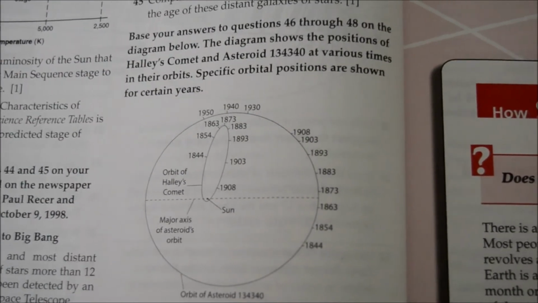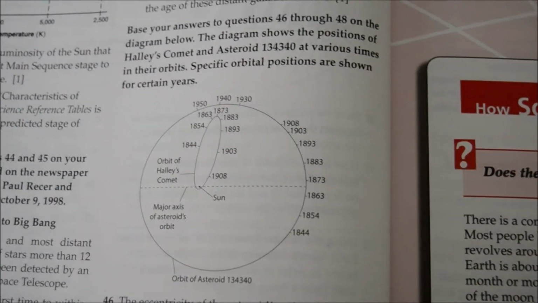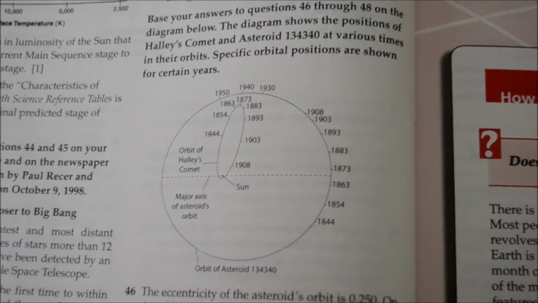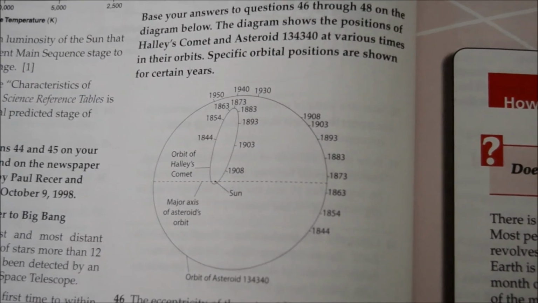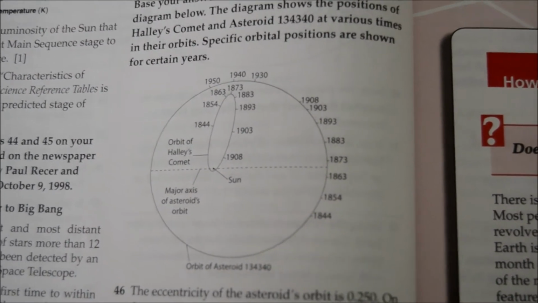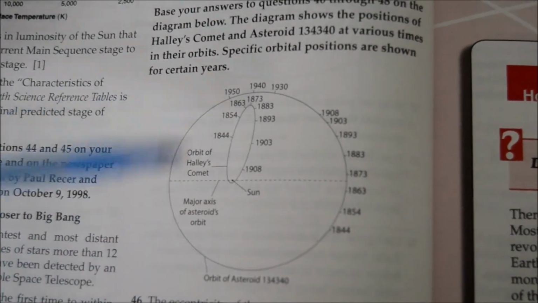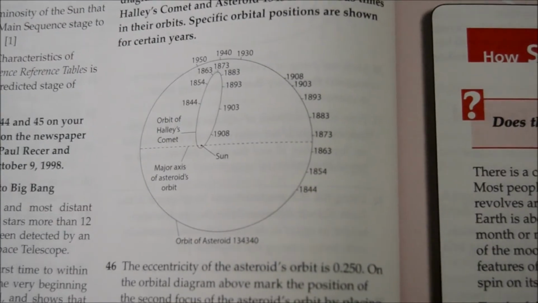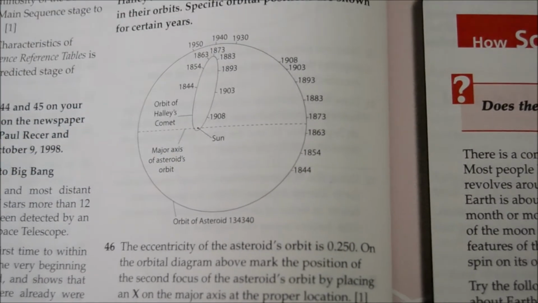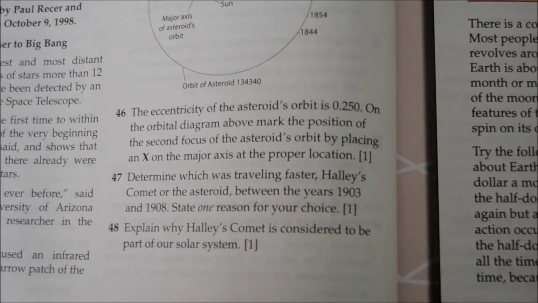Base your answers to question 46 through 48 on the diagram below. The diagram shows the positions of Halley's Comet and asteroid 134340 at various times in their orbits. Specific orbital positions are shown for certain years. The more round one is going to be your asteroid, and the more oval one is Halley's Comet. And notice where our sun is.